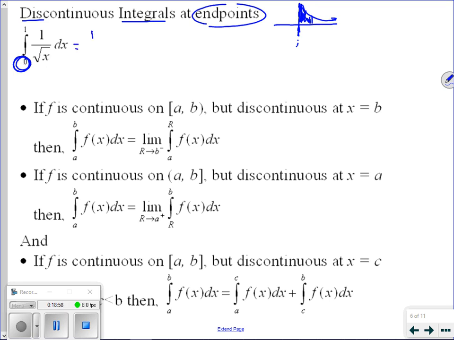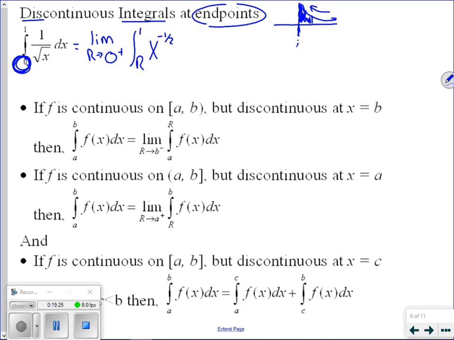All you're going to do is the limit as r is approaching, now not infinity, but approaching 0. Now, which direction is it approaching 0 from? It's coming from the right side. Okay, so it's approaching from the right side. So we say 0 from the right. And then the integral from r to 1 of x to the negative 1/2.